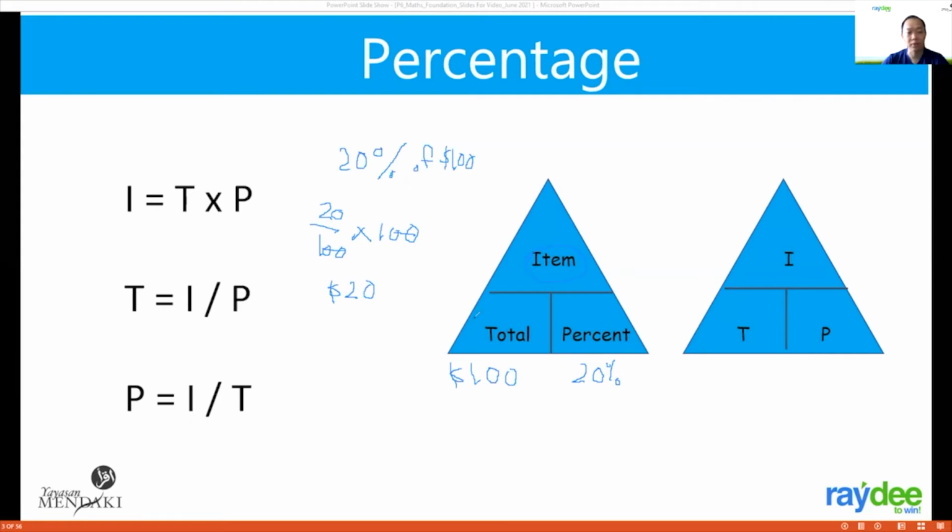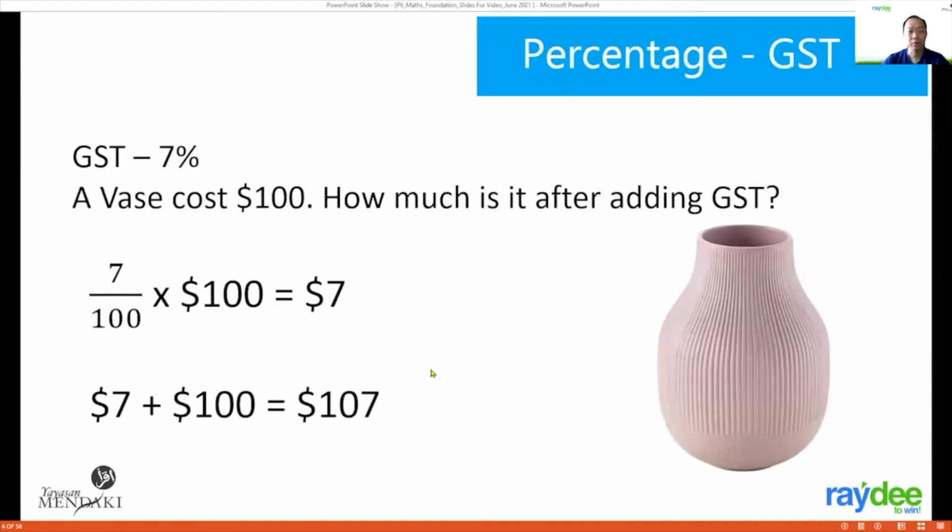For the rest, for example, total is just item divided by percent, and if you want to find the percentage of that item, it's just the item divided by total, but you gotta multiply by 100. Okay, so this is the TIP triangle that we are teaching the foundation kids. For percentage, there are a few things that are specific to them.